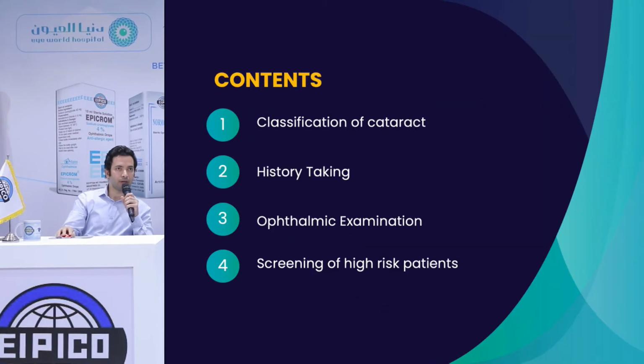Our talk today will be in these four sections. We will first have a brief overview about the classification of cataract. Then we will go through the history taking, then some important tips during ophthalmic examination for patients who are undergoing cataract surgery, and finally the screening of high-risk patients that you need to know and identify, so that they could have certain risks during the surgery.